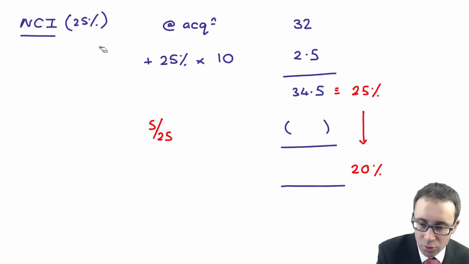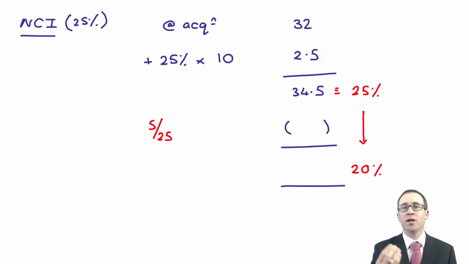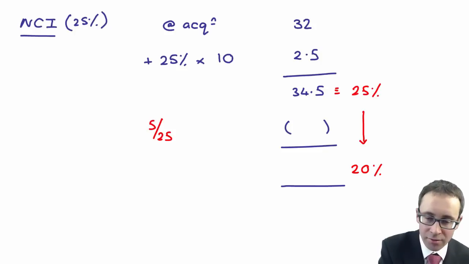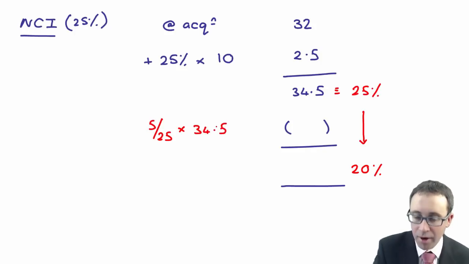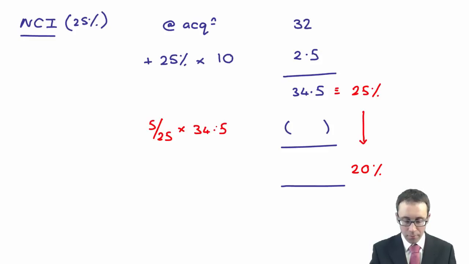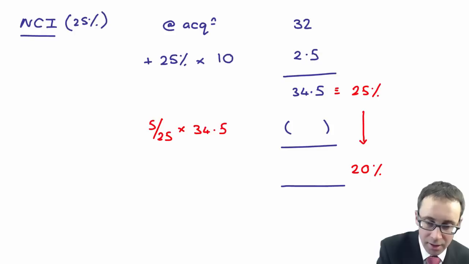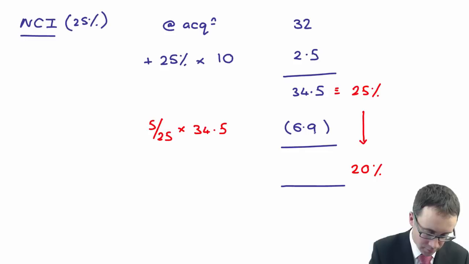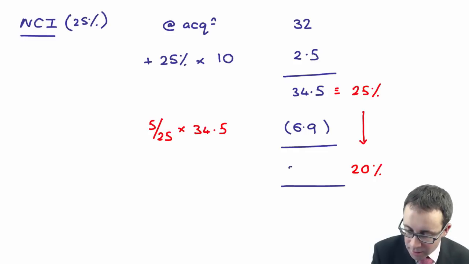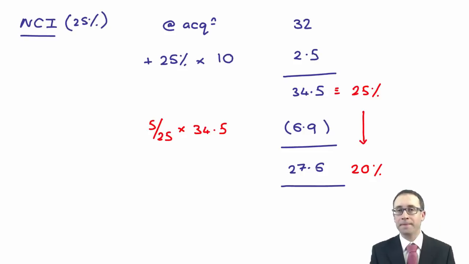The NCI is related to 25%, isn't it? So we need to work out what each percentage is worth. So divide it by the 25, and then multiply by 5. So 34.5 divided by 25 times 5 gives me 6.9. Giving me NCI at 27.6 for my 20% holding. Okay. Yeah, that's a bit challenging.